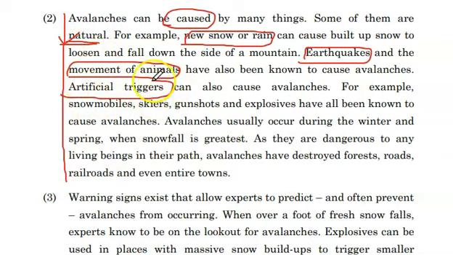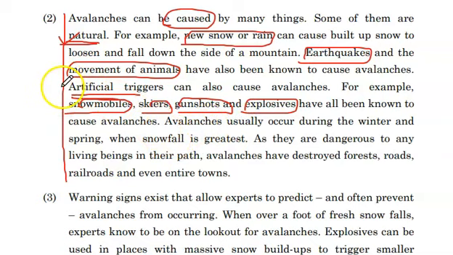Now, in the same paragraph, the author says that besides natural causes of avalanches, there are artificial triggers. Here, triggers means causes. So there are artificial causes as well. So what are the artificial causes of avalanches? The writer says that artificial causes of avalanches are snowmobiles 1, skiers 2, gunshots 3, and explosives 4.